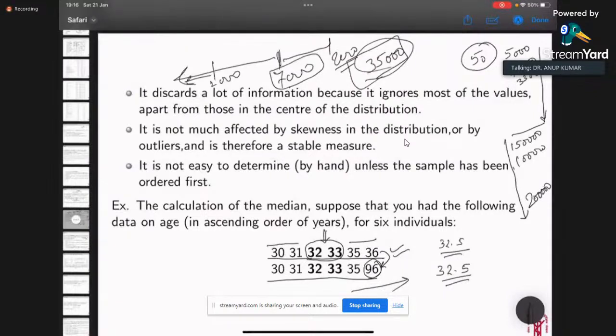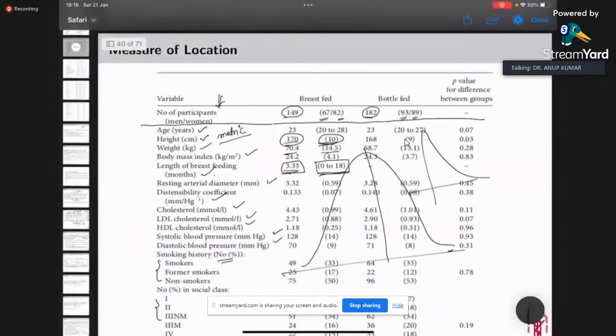If your data is skewed, you should go with the median and quartiles, or median and range. And if your data is not skewed, it is normal, then you should go with the mean. That is what I'm also telling in this example. Length of breastfeeding is not normally distributed, so they have given the median 3.33 and also the range. But for height, they have given 170, this centimeter is the height, and 10 centimeter is the standard deviation.